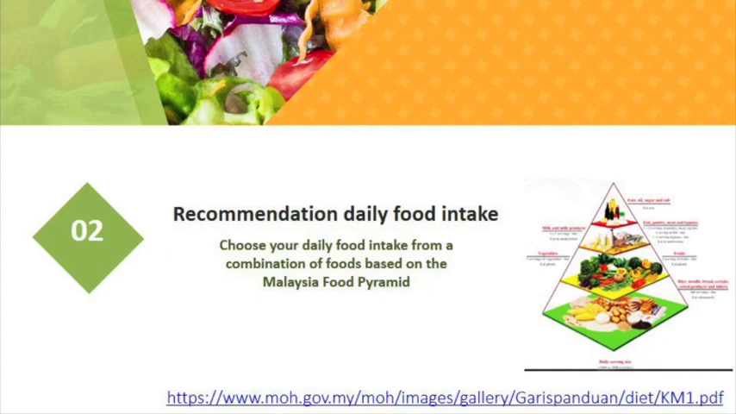The first level of the pyramid, which acts as the base, or the grains group, consists of foods such as rice, noodles, bread, cereals and tubers. Fruits and vegetables are placed in the second level, meanwhile the third level is comprised of 2 food groups, which are the fish, meat, poultry and legumes group, and also the milk and milk product or dairy group. The top of the food pyramid is the fat, oil, sugar and salt group that should be eaten less by individuals.